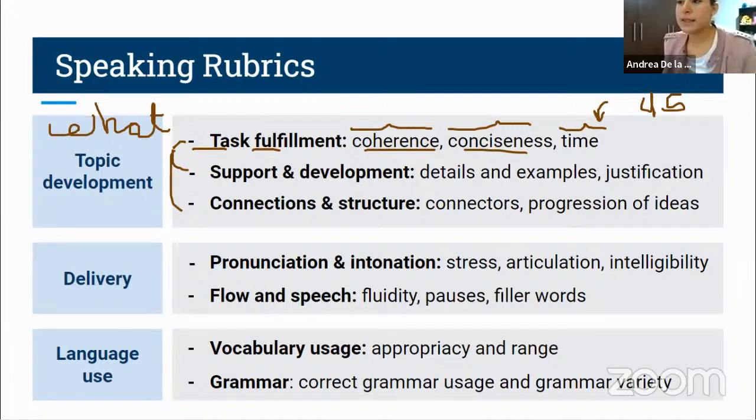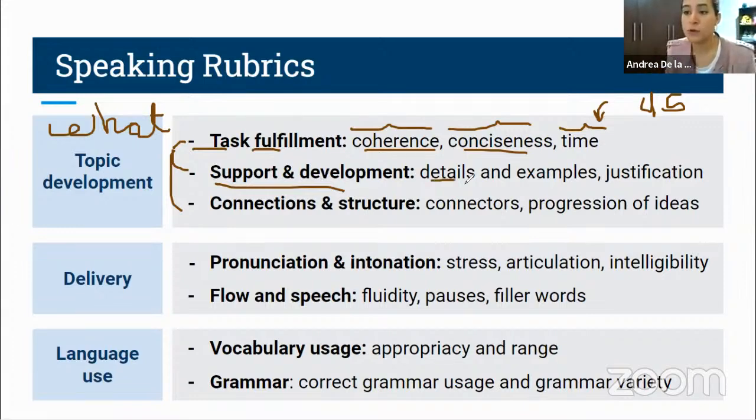So that's basically task fulfillment. Then you have support and development, which basically means how well supported, how well elaborated your ideas are. If you say, I like pizza, that's fine, but you need to support and you need to develop that idea. You need to tell me why you like pizza, what you like about pizza. You need to give details.